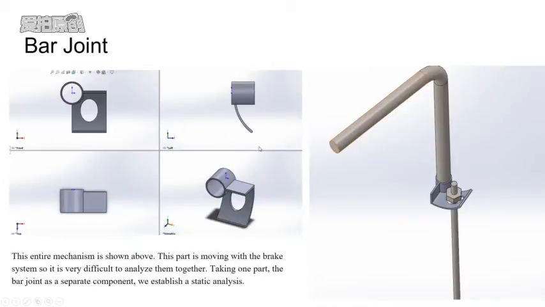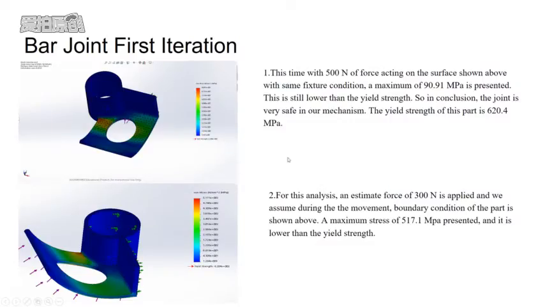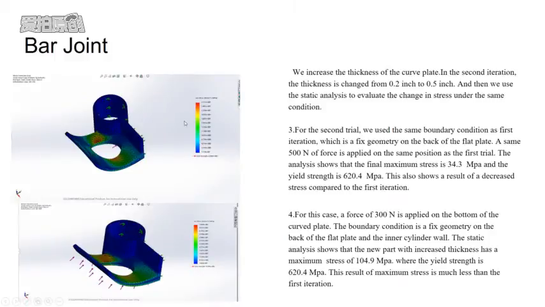After we increased the thickness of this curved plate with the different boundary conditions, the maximum stress decreased compared to the initial. So here are the views for the bar joint, and here is the stress, to show you how stress changes. And here is another static analysis. You can see how stress changes.